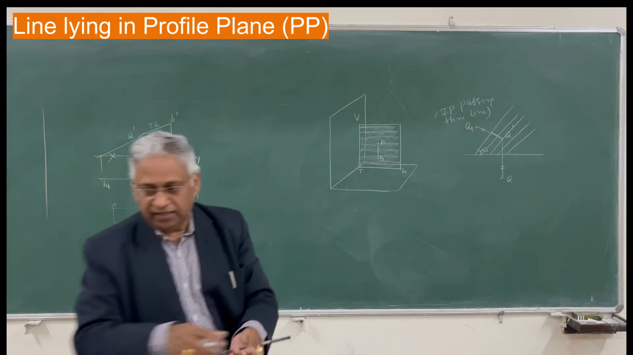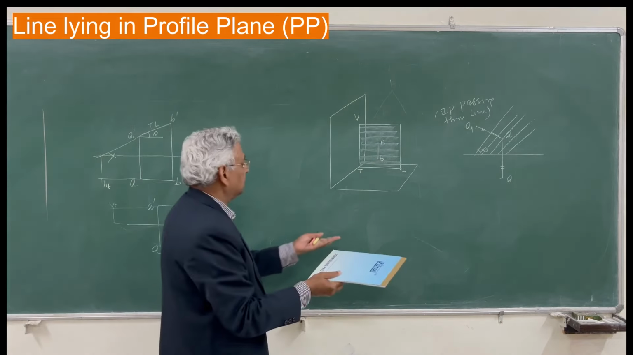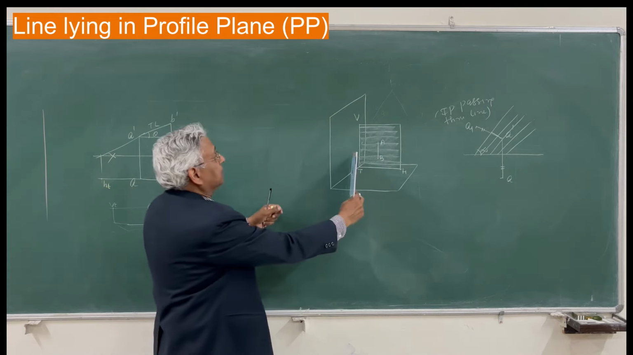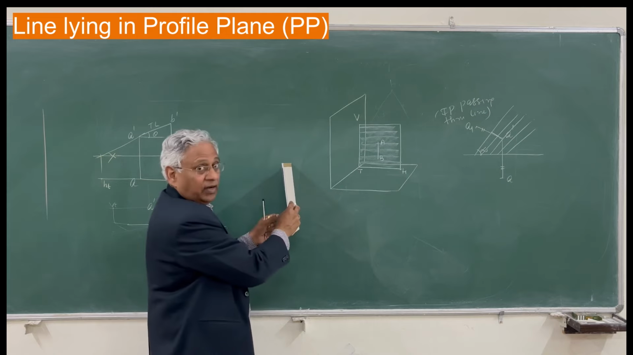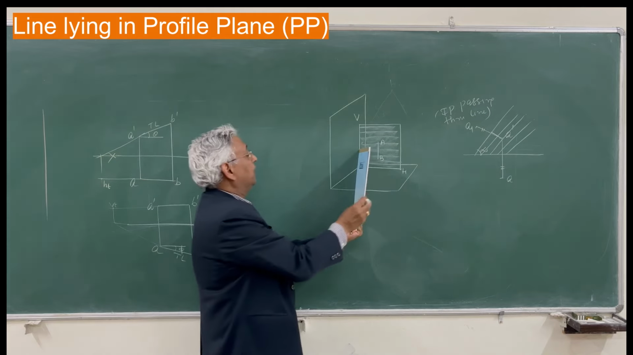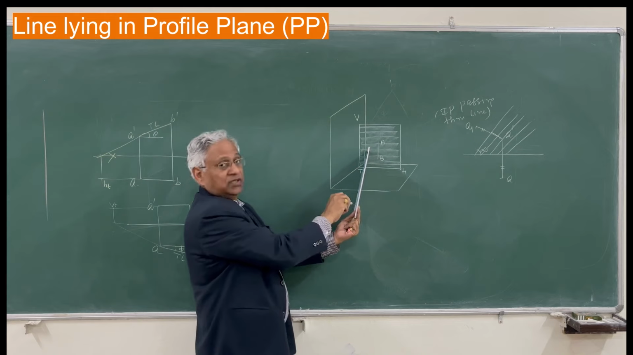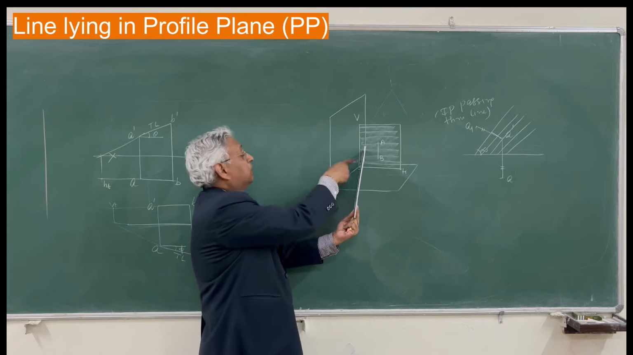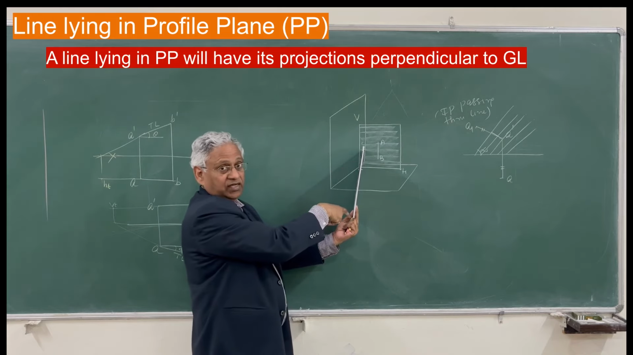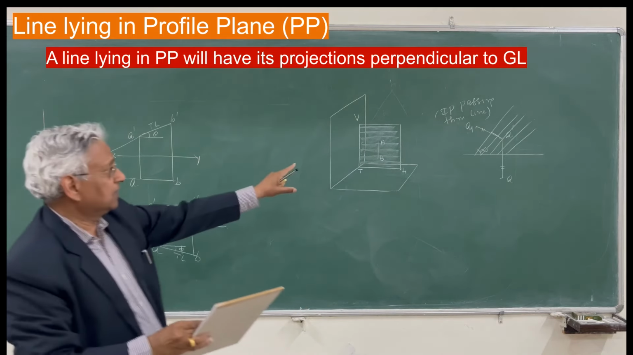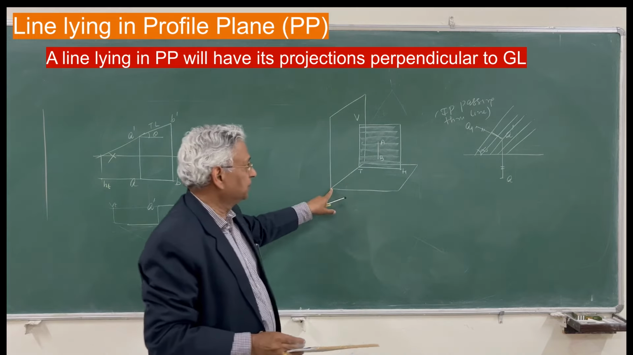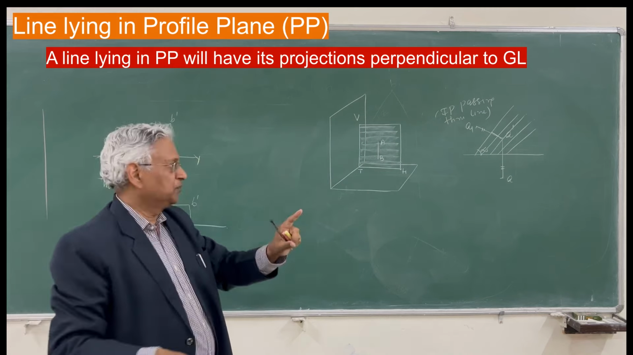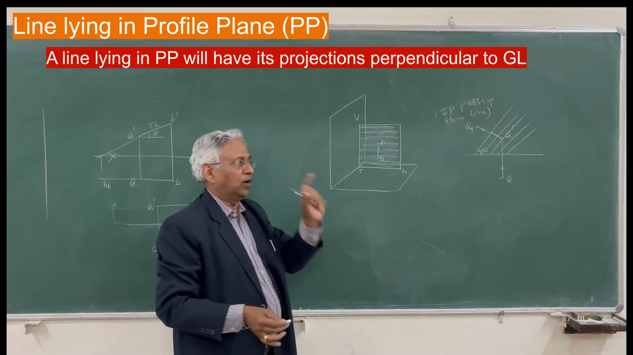Now, if you take any plane which is perpendicular to, let us say this is the horizontal plane, this is a vertical plane, and you have a plane here or a plane here, which is the profile plane. So, if you take a profile plane, you draw any line in any position here, its projections will always be on this line, the vertical trace. Its projection will always be on this line, the horizontal trace. And these vertical trace and horizontal trace are perpendicular to the ground line. And therefore, whenever a line lies in the profile plane, its projections will be perpendicular to the ground line.